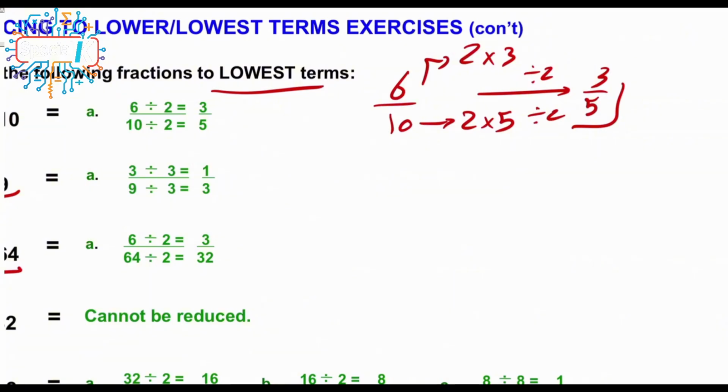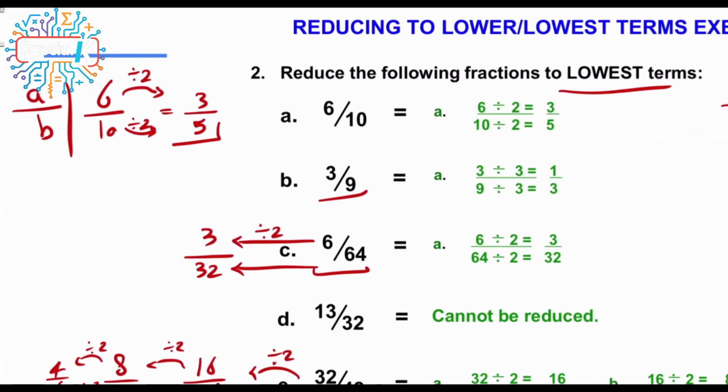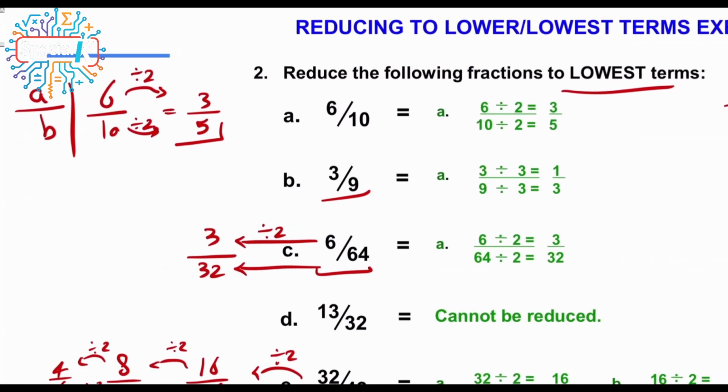3 and 5 are considered prime numbers. 3 divided by 9, we know about that. 3 is 3 times 1, 9 is 3 times 3. Divide both of them by 3, bam.